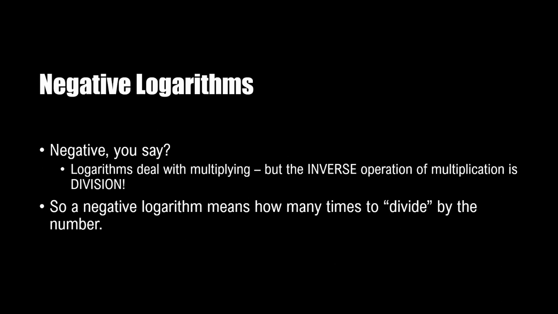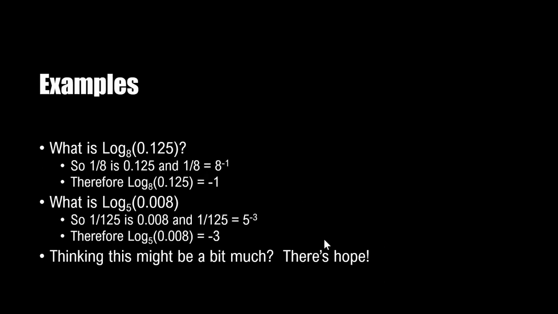So, negative logarithms. Now I'm not going to lie, this is where most people are like, all right, I'm with you, I got it, and then it falls apart. But it's really okay. Logarithms deal with multiplying, but the inverse operation of multiplication is division. So a negative logarithm means how many times to divide by a number. What do I mean by that?